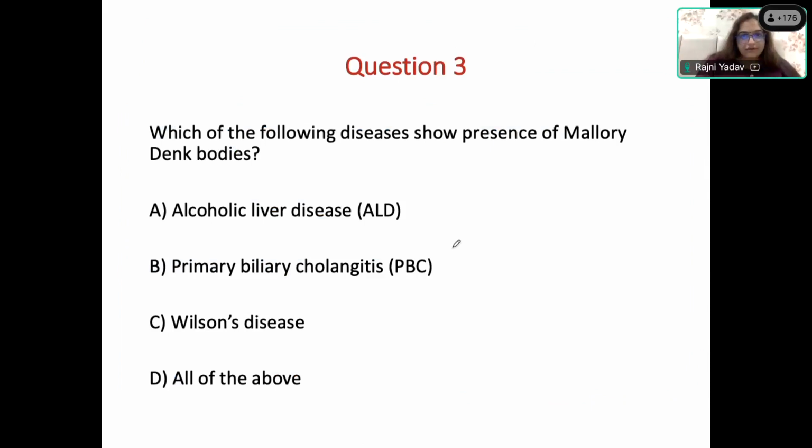So let's see another question. Which of the following diseases show presence of Mallory-Denk bodies? Alcoholic liver disease, primary biliary cholangitis, Wilson's, or all of the above?